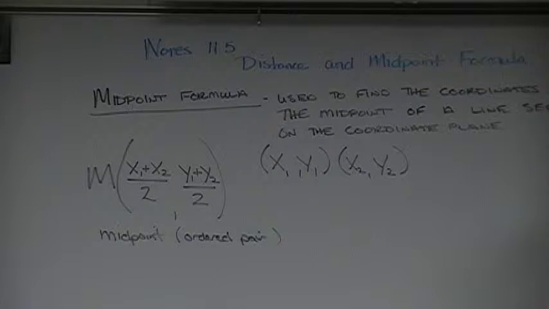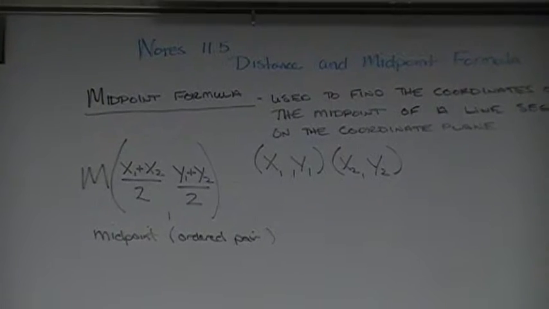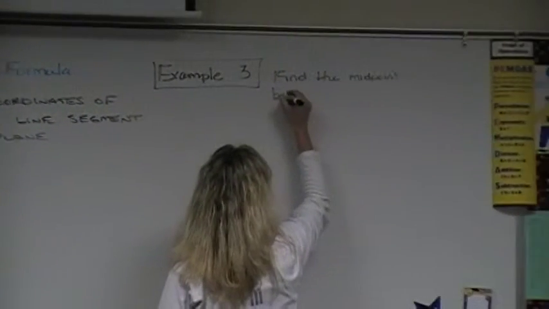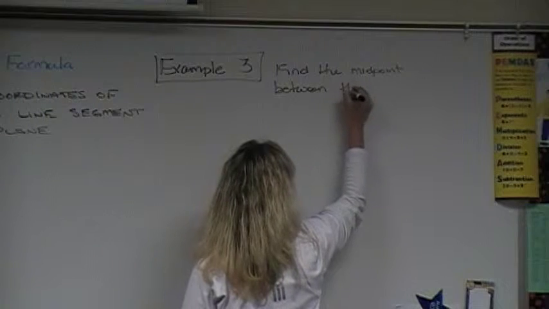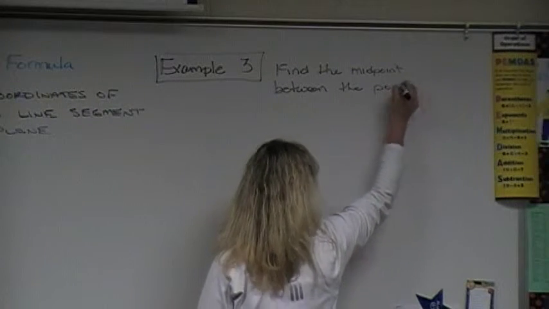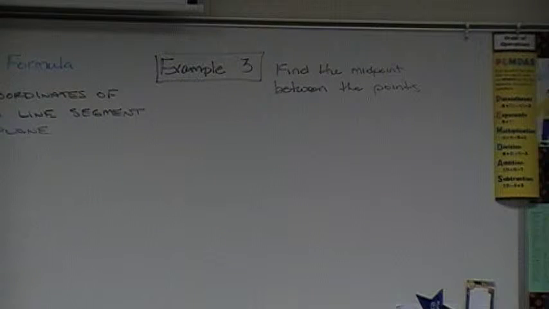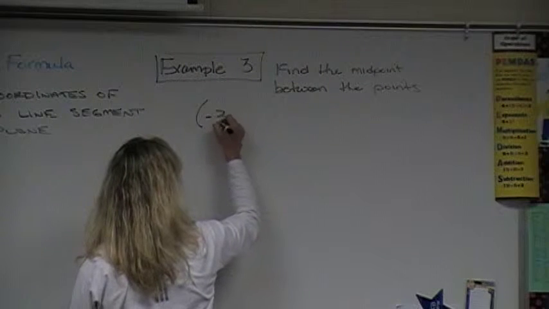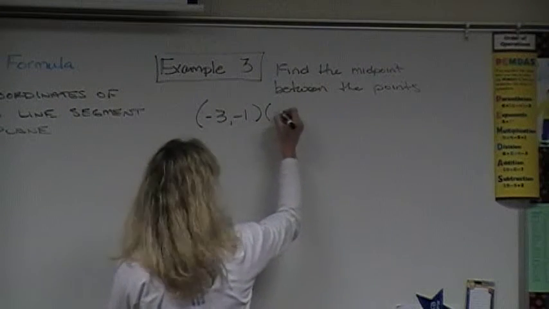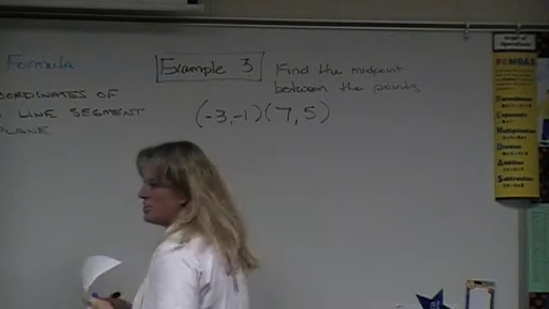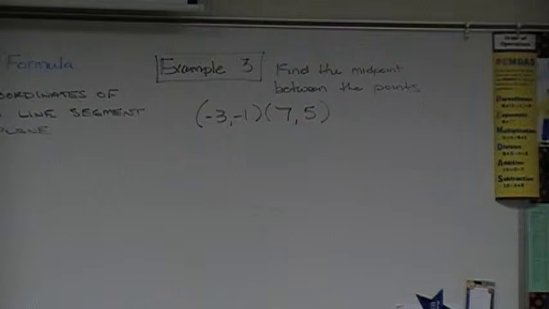Example 3. We're going to find the midpoint between the points -3, -1, and 7, 5. Get started on that. Plug it into the midpoint formula, and I'll help you out with the rest of it.